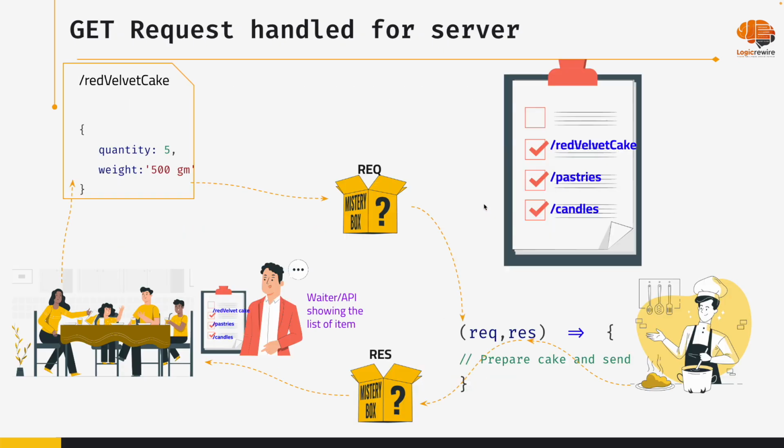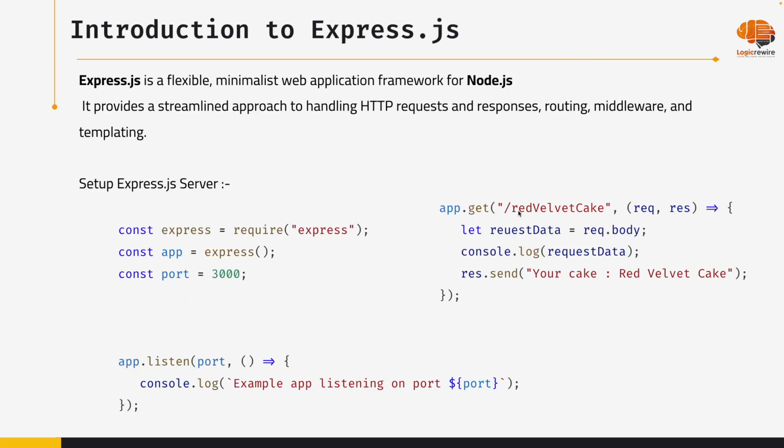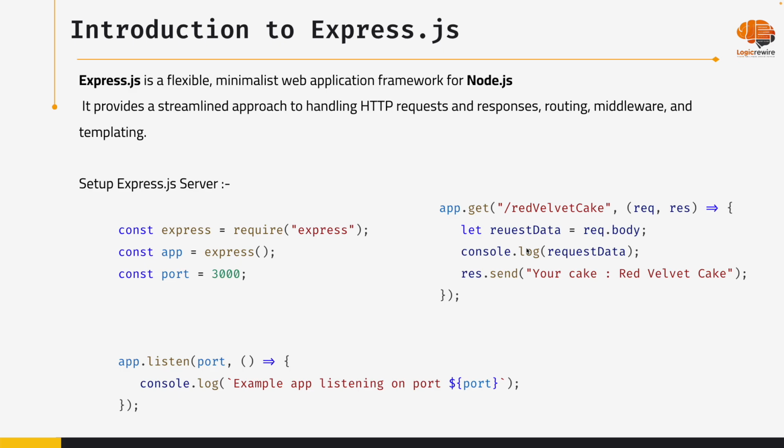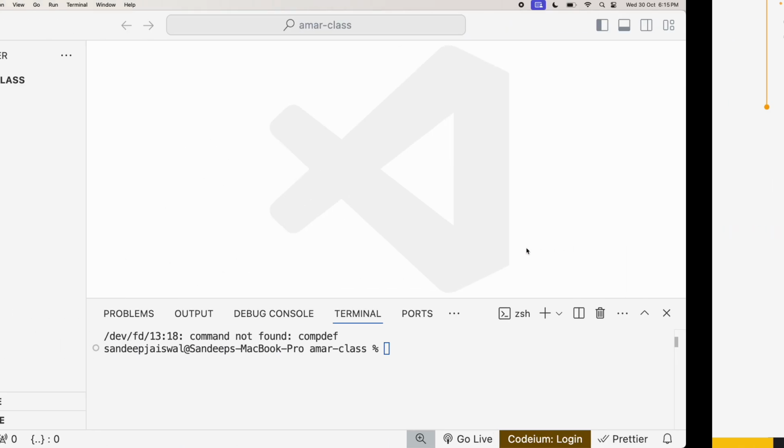As we saw, the client is requesting a red velvet cake. So that request will come to this, and based on this request, it will get handled. In the request it will collect the data. Understood? So how these things will work, before that, let's try to create a project.